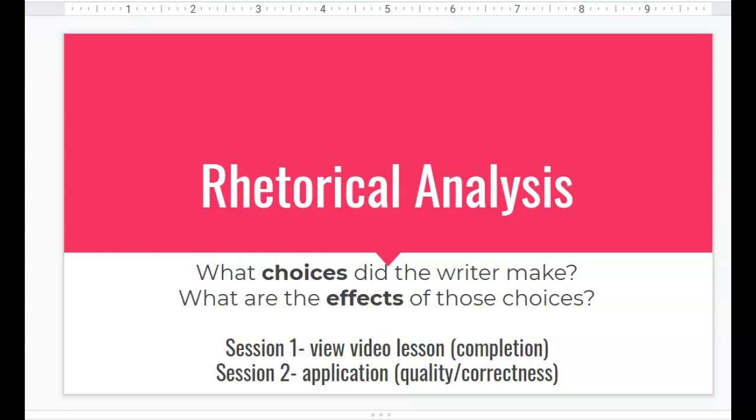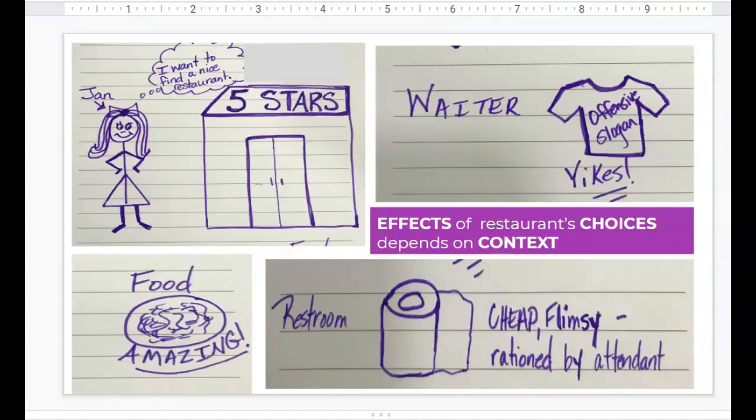So with rhetorical analysis, you might recall that we broached the topic before we began To Kill a Mockingbird with an article about the N word and whether that word was ever appropriate and why. With rhetorical analysis, we're going to be considering what choices the writer makes and what the effects of those choices are. So I'm going to give you a story that I made up that might help you understand what rhetorical analysis does.